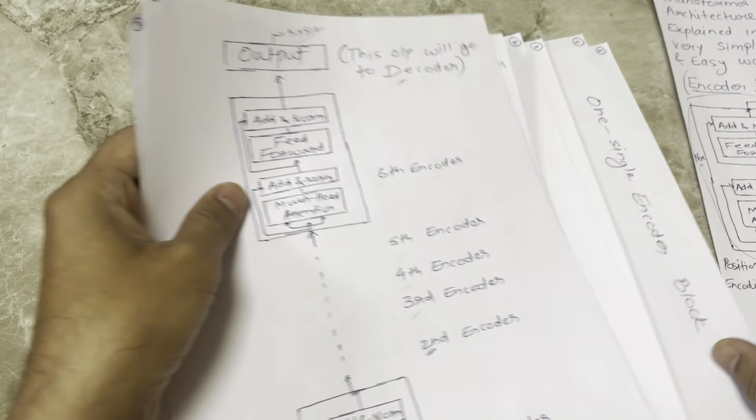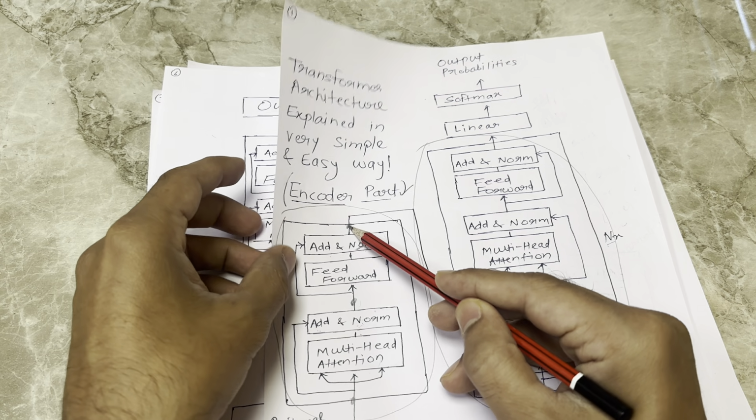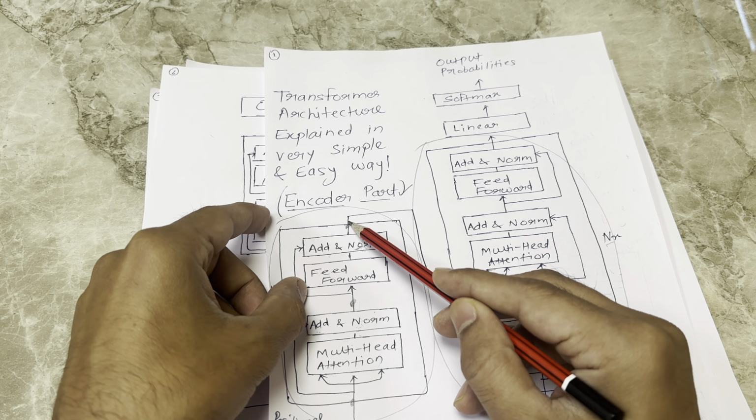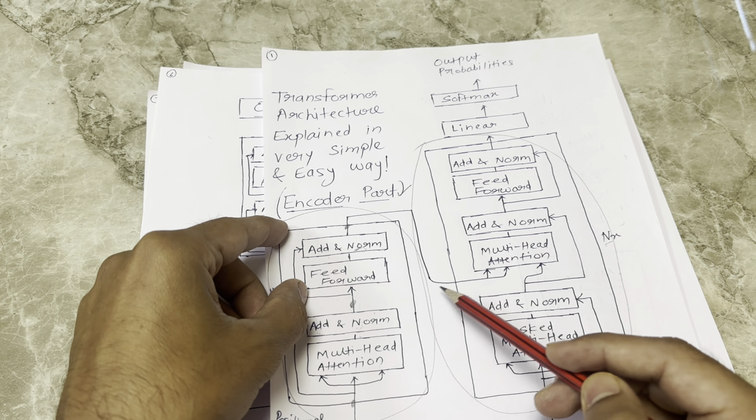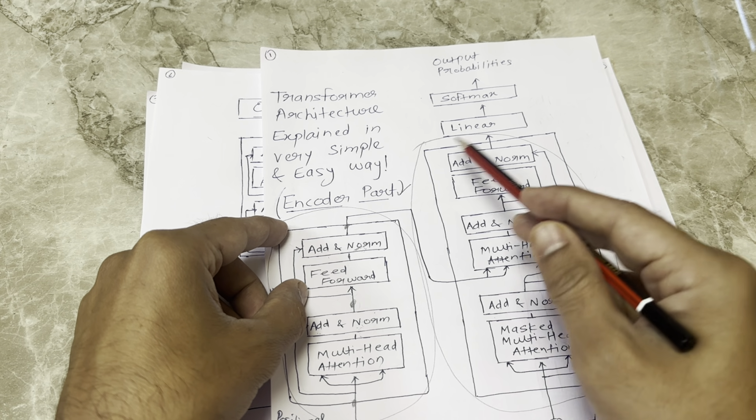That means in the original architecture, if I want to show you, everyone, after 6 encoders, the output will come here, and this output will go here in the decoder. You see, in the decoder.